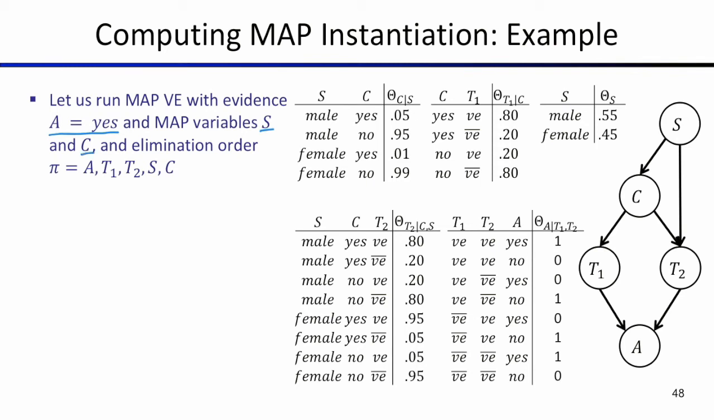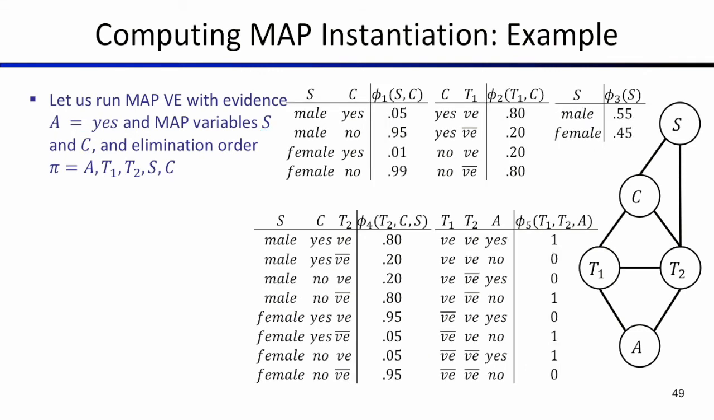In order for the elimination order to be constrained, to be the correct one, S and C must appear last in the elimination order. So exactly as we did here, we have all those tables that we are going to multiply together. We're going to follow this elimination order pi: start with A, T1, T2, and then S and C.